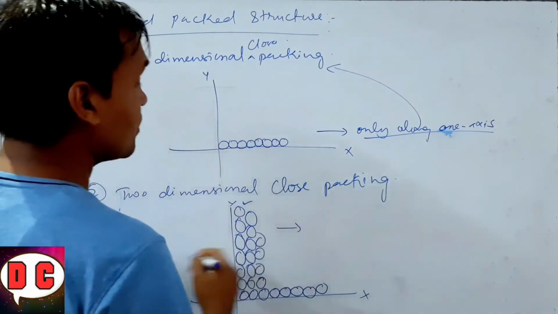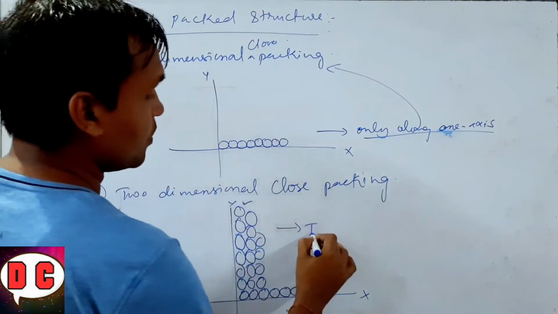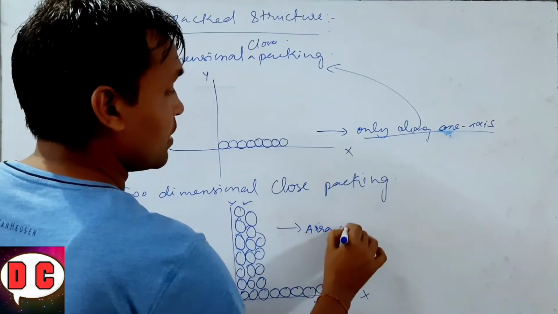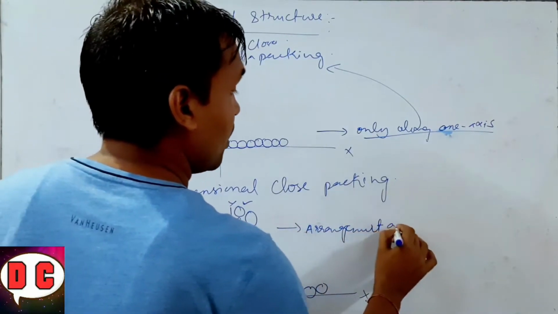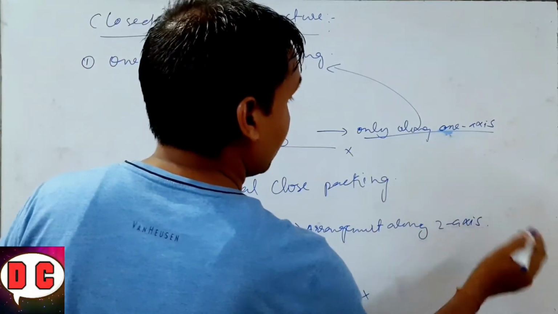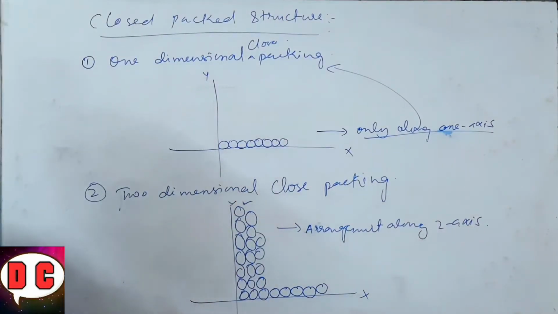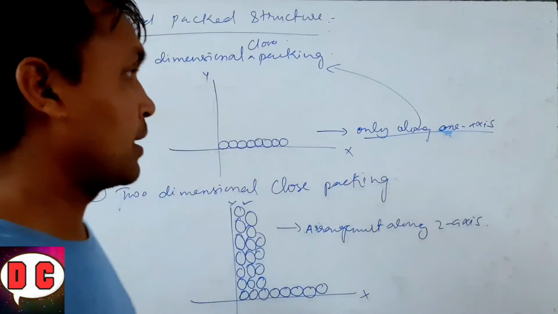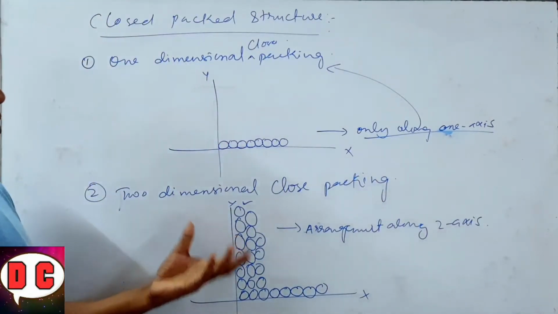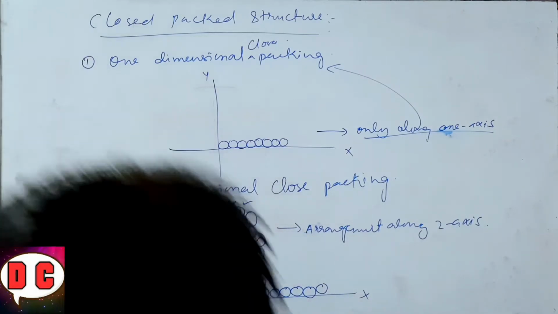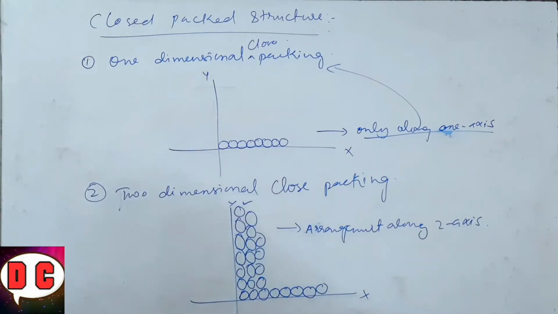Two-dimensional closed packing. Okay, so the arrangement here is along two axes. So here the arrangement is done along what? Two axes. So this one will be called two-dimensional closed packing structures. Point is clear, dear students, I think. Now let us go to the three-dimensional closed packing structures.